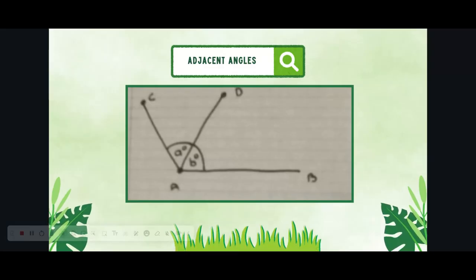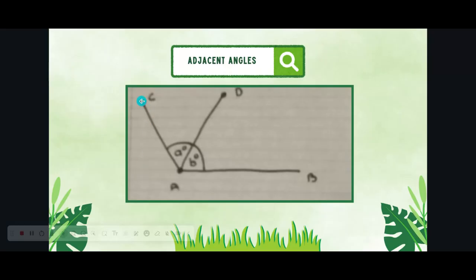Our next vocabulary term is adjacent angles. Adjacent angles are pairs of angles that sit right next to each other. They share the same vertex. That's the point where the two rays meet. They can also be line segments, and they also share one side, or ray. Imagine two slices of pizza, side by side. They don't overlap, but they touch at the crust, which is like their common side. This next to each other placement is what makes them adjacent.